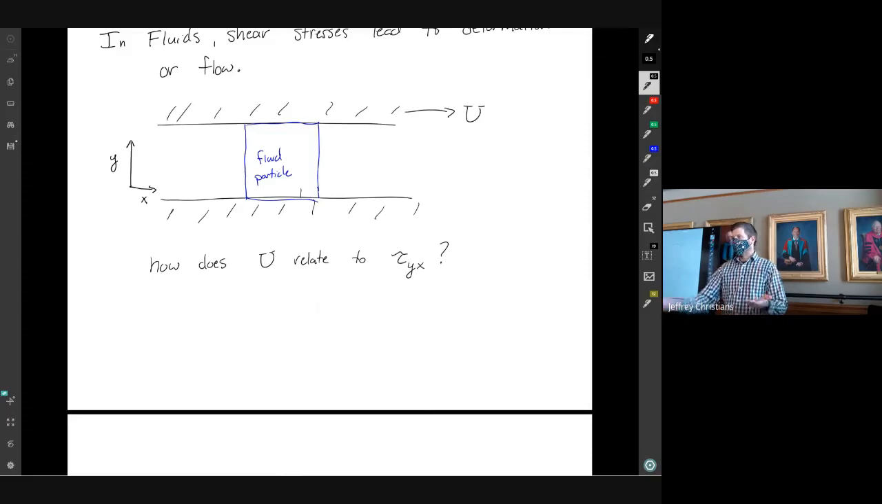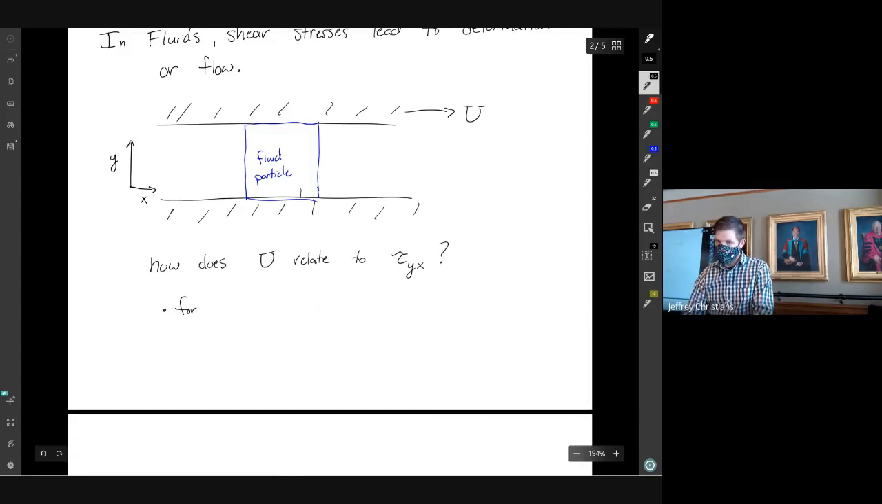So if you have two plates with a fluid in between and you're moving it, and say you're applying 10 newtons of force, and that moves it at 1 meter per second. If you applied 20 newtons of force, you'd move at 2 meters per second. If you applied 100 newtons of force, you'd move at 10 meters per second. So for most fluids, that relationship between how hard you have to push that top plate versus how fast it's going is a linear relationship.